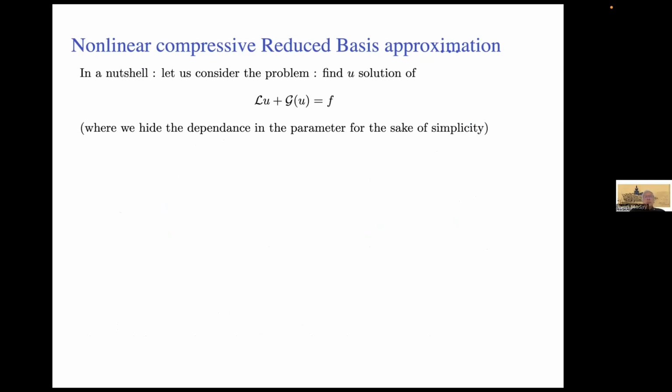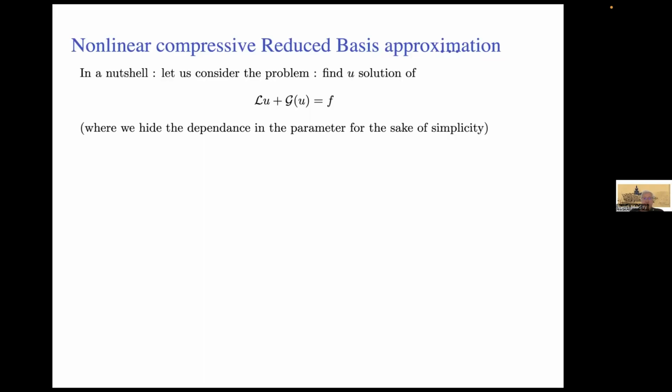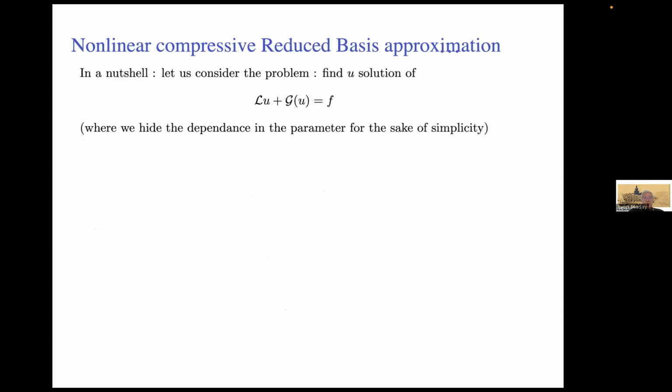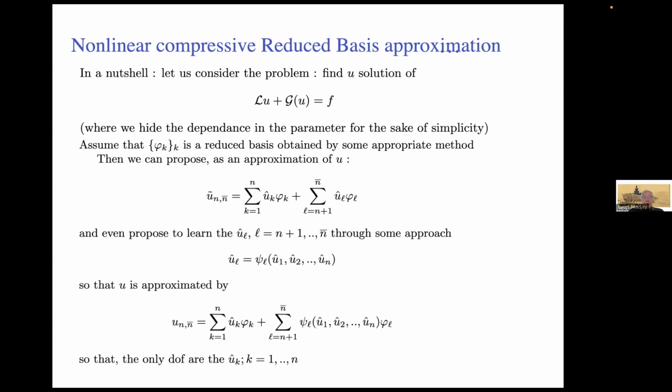Okay, so let us consider a simple problem. Find u, solution of L of u plus J of u is equal to f, where the parameter has been hidden for the sake of simplicity. But there is a parameter here, and we want to approximate the solution with an expansion in a Karhunen-Loève or POD expansion.